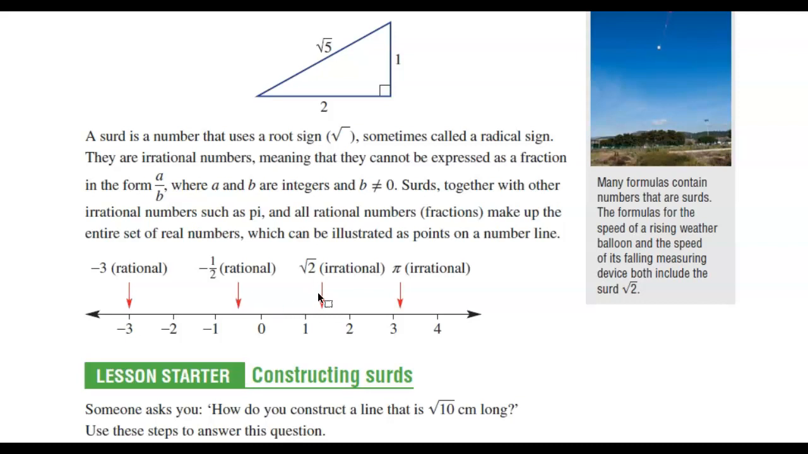Now, the square root of 2 can't be. So if we put the square root of 2 into our calculator, the number of decimal places will keep going, and we can't represent it as a fraction. So we call that irrational. And pi, something that you might be familiar with, is also irrational.